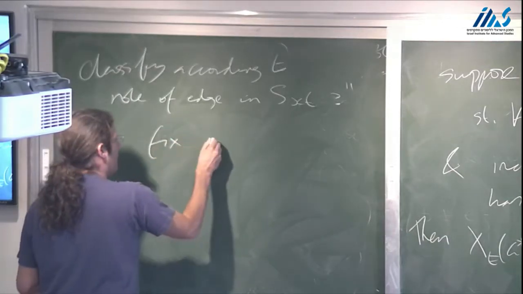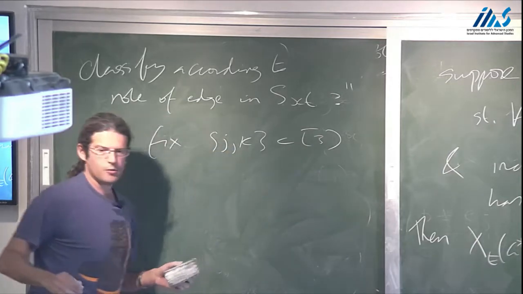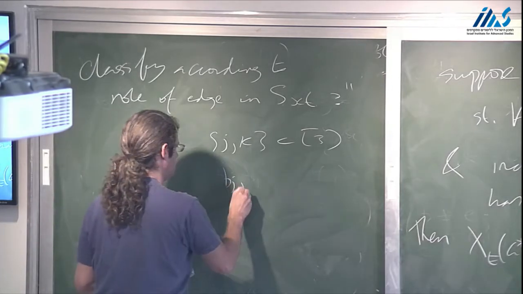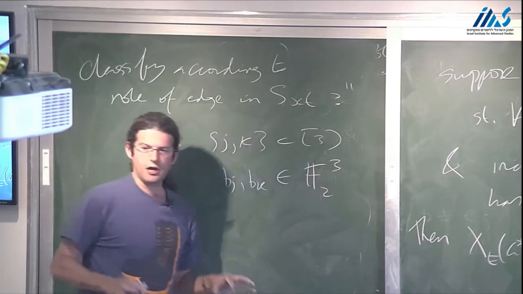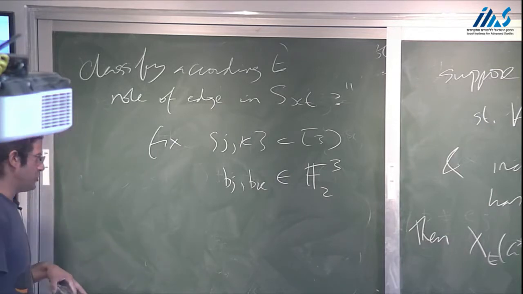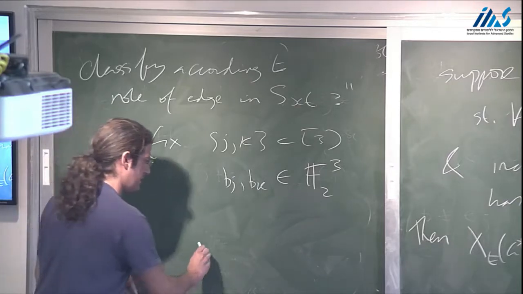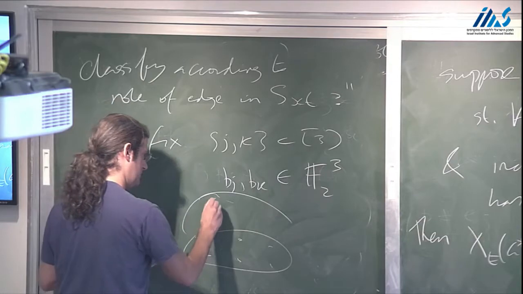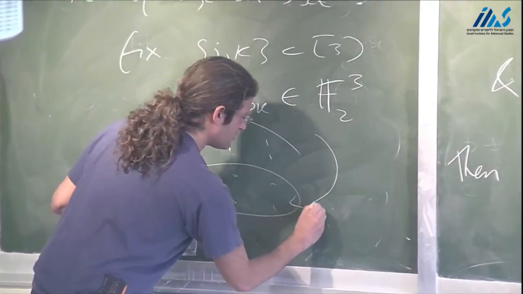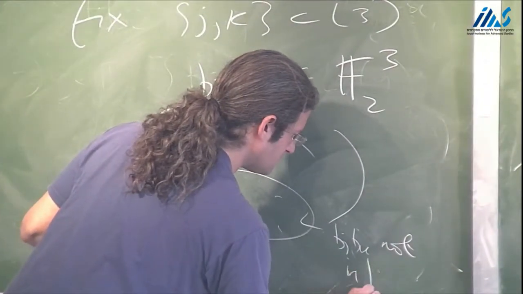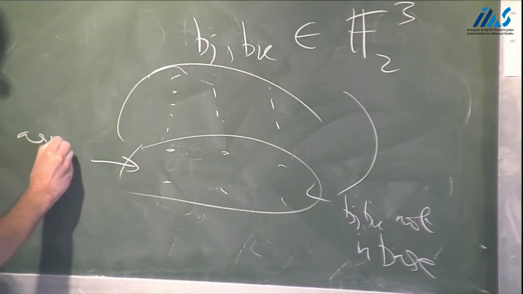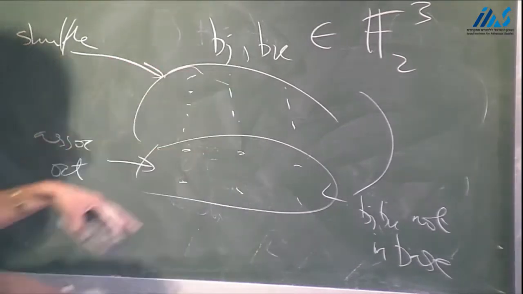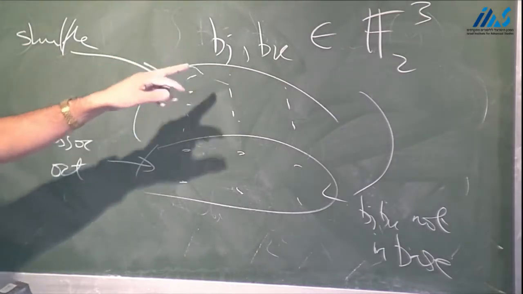We fix some J and K, which are indices in 3, so maybe we focus on the first two parts, and we fix some BJ and BK, which tell me which vertices I'm looking at. I'm not interested in the ones which are in the base, so BJ, BK not in the base. The base is the associated octahedron, and then this is the shuffle. So I've already fixed the ones in the base, and then I fix some BJ, BK, which corresponds to a choice of edge which is not in the base.